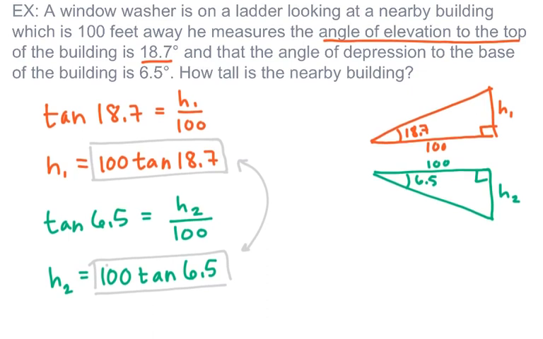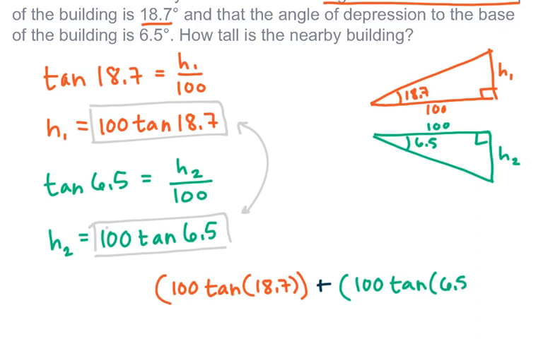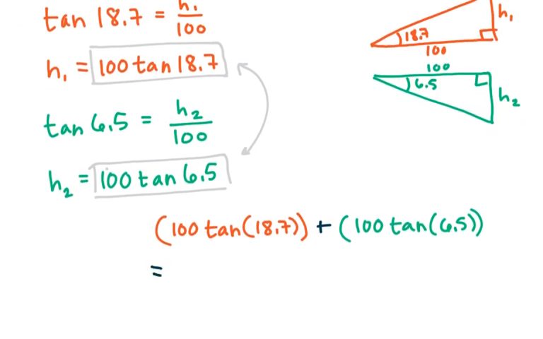So I would go to my calculator and I would type this in. I would say 100 tangent, your calculator is going to open a parenthesis there. So 100 tangent 18.7 plus 100 tangent 6.5. Technically, you don't need these associative parentheses. I'm just using them for grouping purposes. And as long as you are doing this in degree mode, your output is going to be 45.24169341, or rather just 45.2 feet tall.